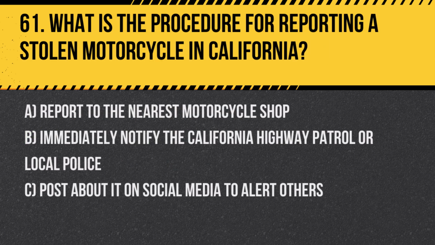Question 61. What is the procedure for reporting a stolen motorcycle in California? A. Report to the nearest motorcycle shop. B. Immediately notify the California Highway Patrol or local police. C. Post about it on social media to alert others. Answer: B. Immediately notify the California Highway Patrol or local police. Prompt reporting to law enforcement is crucial for the best chance of recovering the stolen motorcycle.